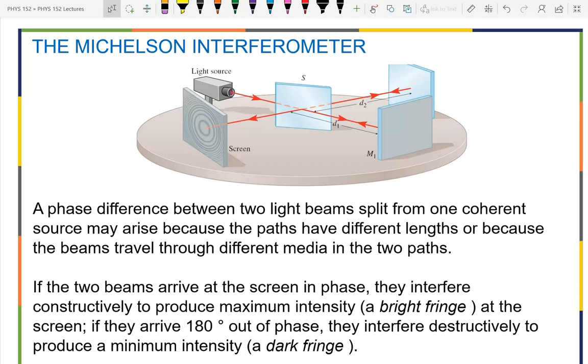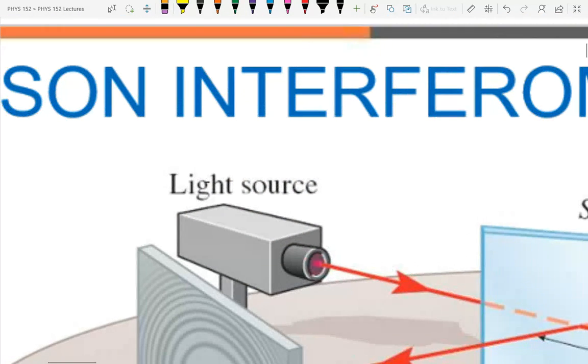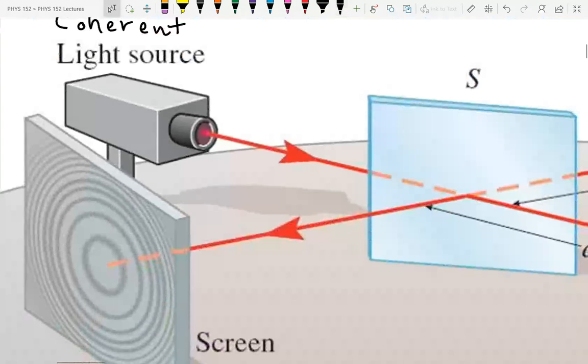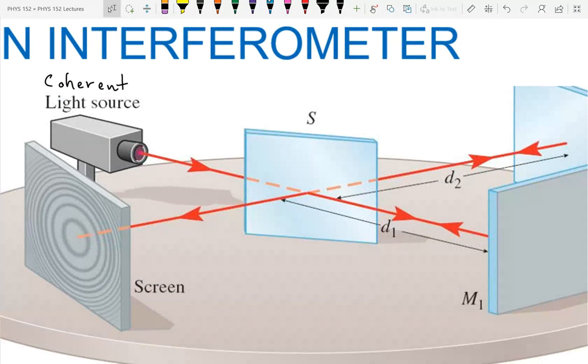But it is something that we can understand and work with. You use a light source. Notice this shows a laser beam. Why a laser beam? What's special about a laser that we just talked about? It's coherent. So we have a coherent light source. Now that light comes and it hits a beam splitter. S stands for splitter.